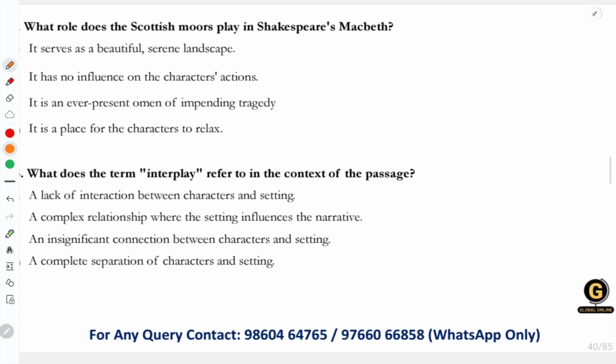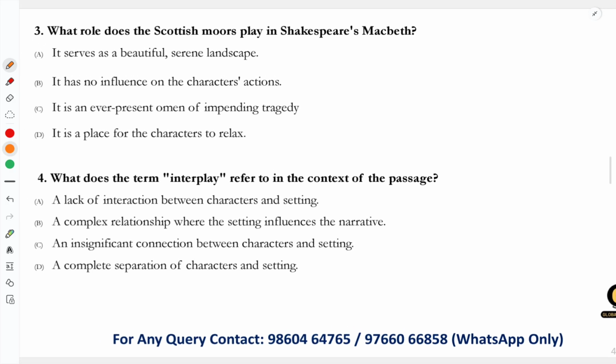Next question is, what role does the Scottish moors play in Shakespeare's Macbeth? It serves as a beautiful serene landscape. It has no influence on the characters' actions. It is an ever-present omen of impending tragedy. It is a place for characters to relax. Again, looking at the options, you can clearly say that option number C is the correct answer.